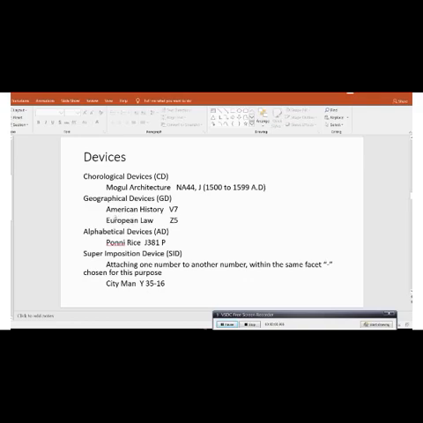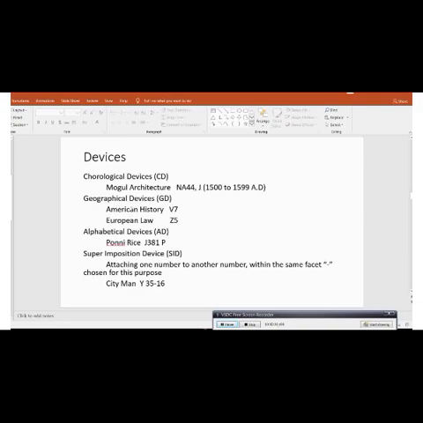Devices used: chronological devices, geographical devices, alphabetical devices, superimposition devices, and now we can see them with examples also. For example, chronological devices: in the Mughal architecture, NE for architecture, then 44 for India, J represents the year that they ruled, the Mughals period, 1500 to 1599. So for that sake only he used J.